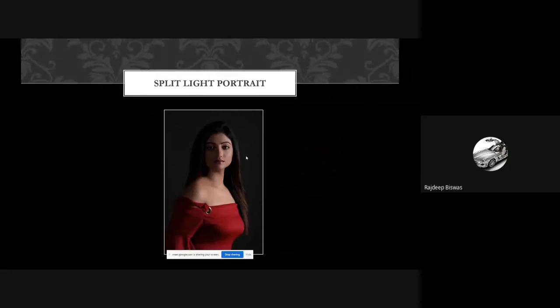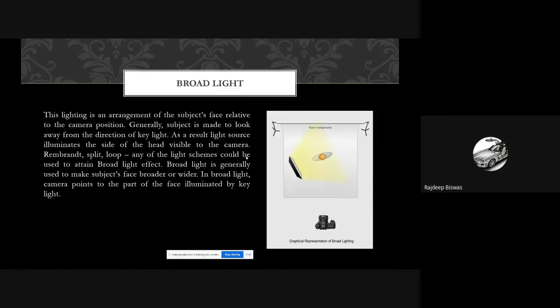Here it is. It's dividing the subject's face mostly in half, and as you can see, one half of the face is illuminated, and the other half of the face is in shadows. And again, another fill light was used from the right of the subject to give relief to the shadows. Okay. Now moving to broad light.